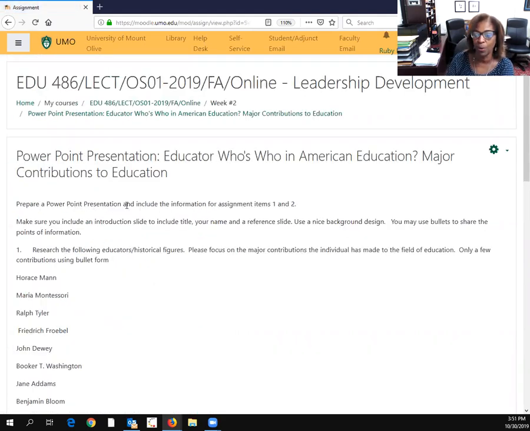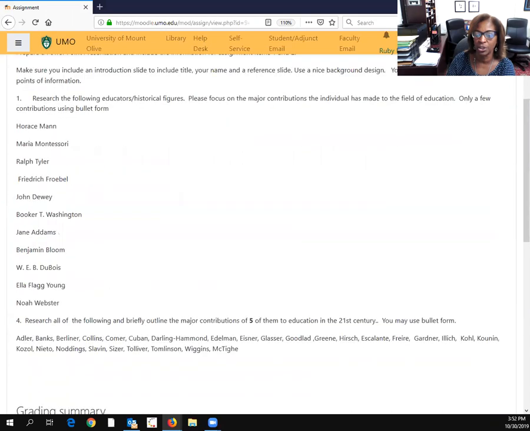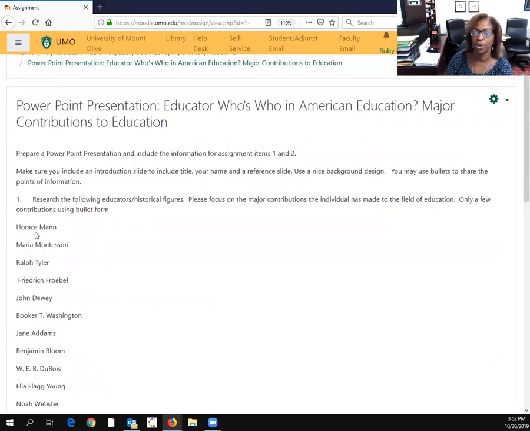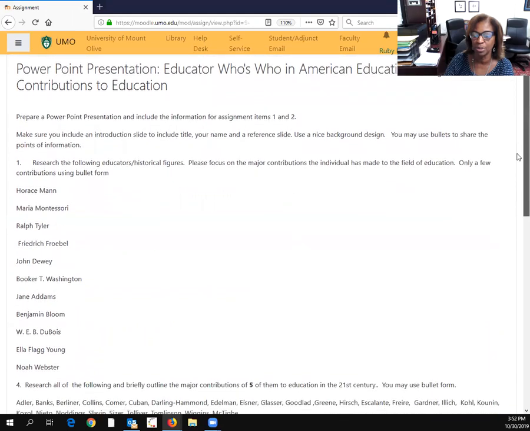It says prepare a PowerPoint presentation and include the information for assignment items 1 and 2. So here's what you have to do. Research Pestalozzi, Maria Montessori, Ralph Tyler, Friedrich Froebel, John Dewey, Booker T. Washington, Jane Addams, Benjamin Bloom, W.E.B. Du Bois, Ella Flagg Young, and Noah Webster. These must be included. You may use points, bullets, in order to share the contributions that they made to education. Focus on the major contributions the individuals made to the field of education.